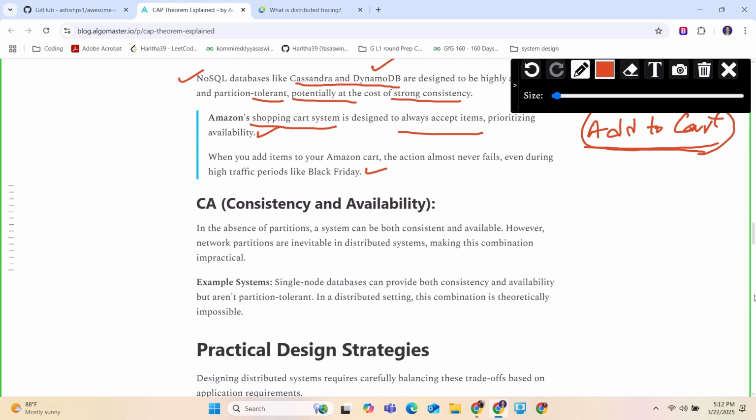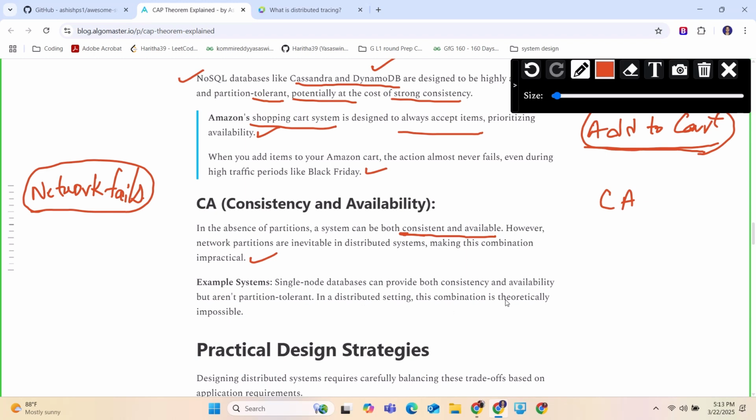Next, our group is consistency and availability. Now how can we achieve both of them at the cost of network partition? If there are no network partitions, then we can achieve consistency and availability. However, network partitions are inevitable in distributed systems, making this combination impractical. As we discussed earlier, network failures are very common and can happen at any point of time. Example: single node databases can provide both consistency and availability but aren't partition tolerant. In a distributed setting, this combination is theoretically impossible. So in a distributed system there is no chance of having both combined, but in a single node we have that.